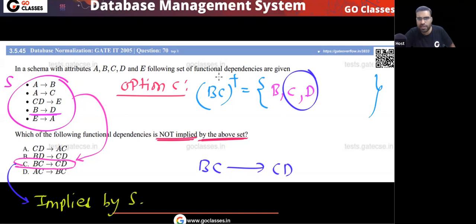But anyway, tell me the complete BC closure, for practice. You can see BC, we got BCD. Now CD can give you E also. E can give you A also. So you can get A also. What else? So yes, we got everything, right? Very simple. So I can say this option C is actually implied by S. The question is asking not implied, so the answer will be option B.